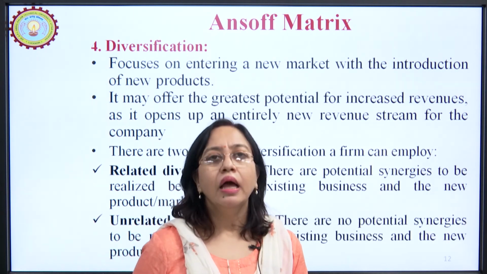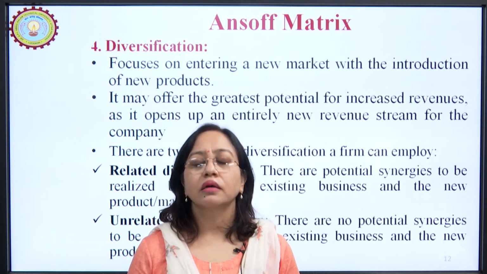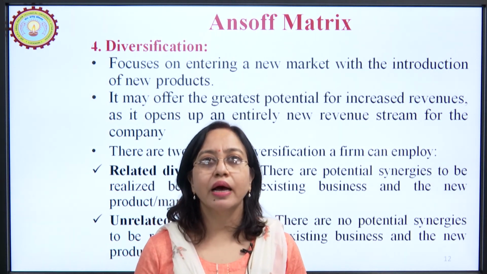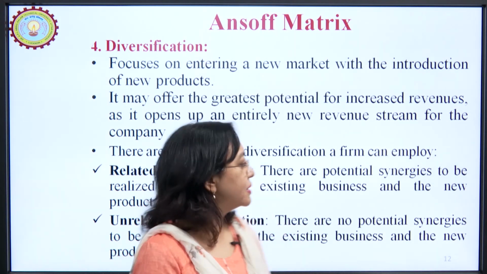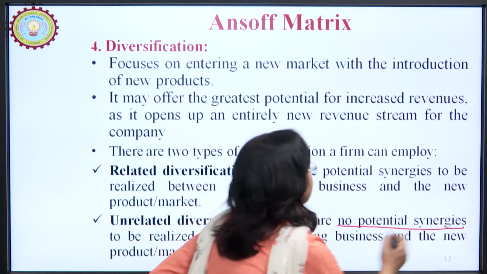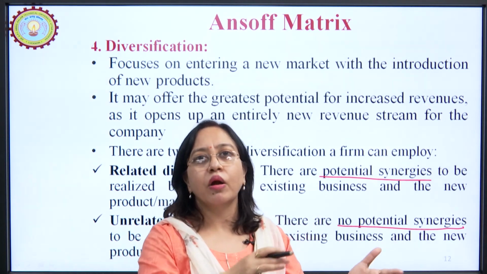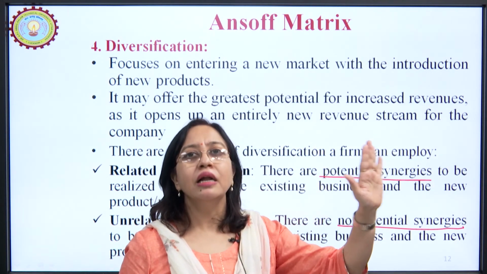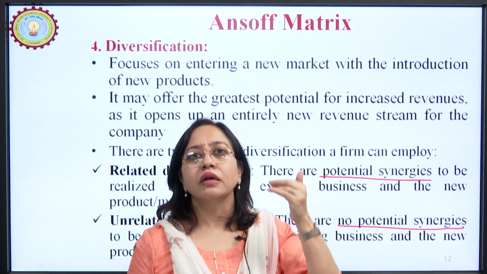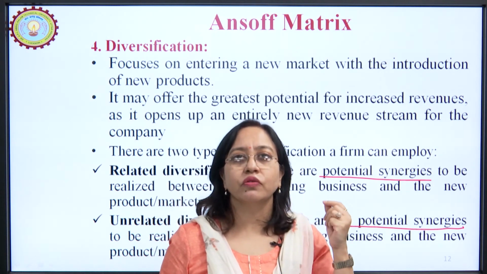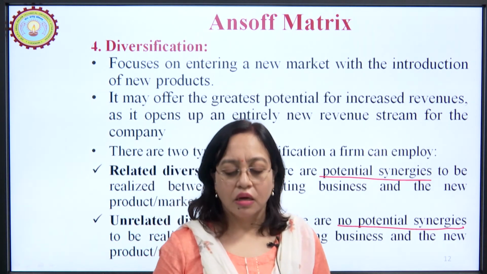And the second is of course unrelated diversification, wherein a company moves to a product which is totally unrelated to it, and there are no potential synergies. There is no potential for one product to benefit from the other product. Here there are no potential synergies, neither in distribution channel, nor in terms of supplier, nor in the manufacturing process, nor in terms of the customer, nothing is the same. So, you cannot benefit from each other's presence.